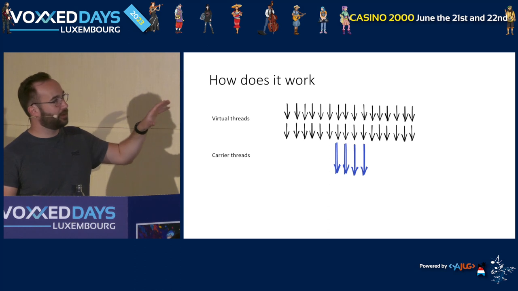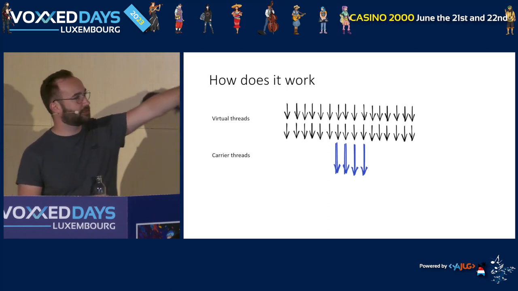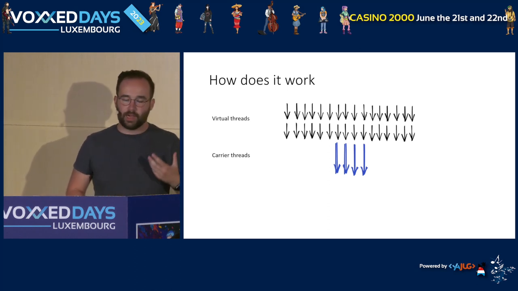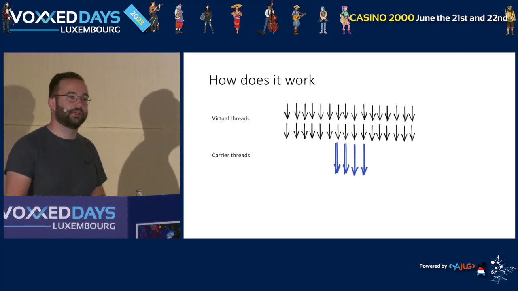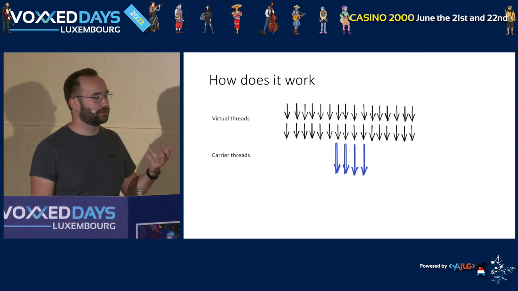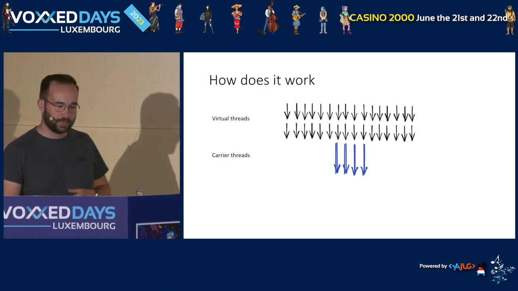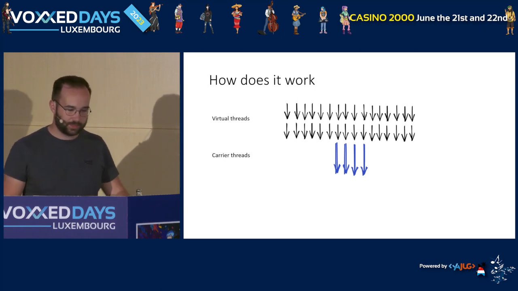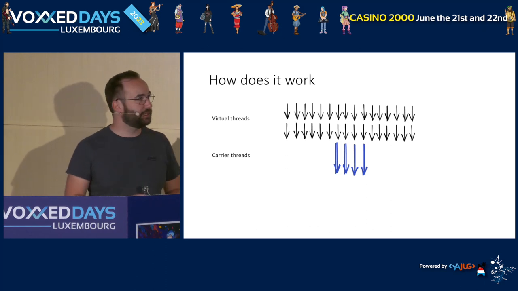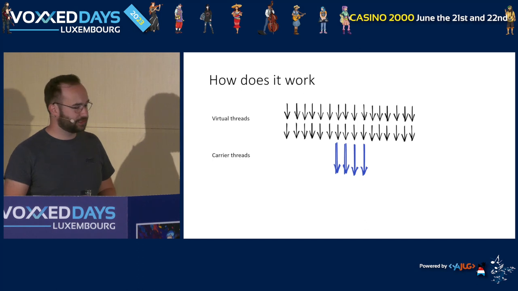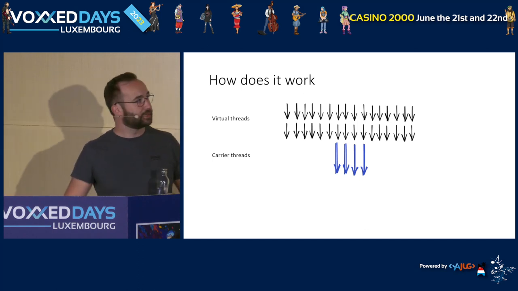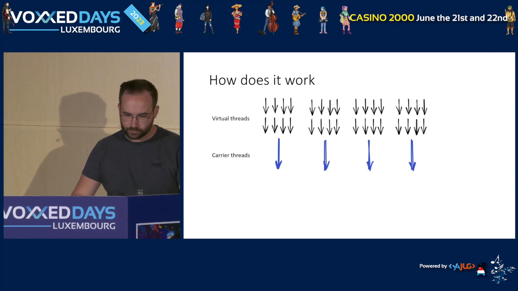So when I create lots of virtual threads, like I did at the top, I only have, for example, 4 carrier threads. And you get as many carrier threads as there are cores available inside your system. So by default, I will get something like 8 carrier threads on this machine. And those 8 carrier threads will run all my virtual threads. So how does that even work?